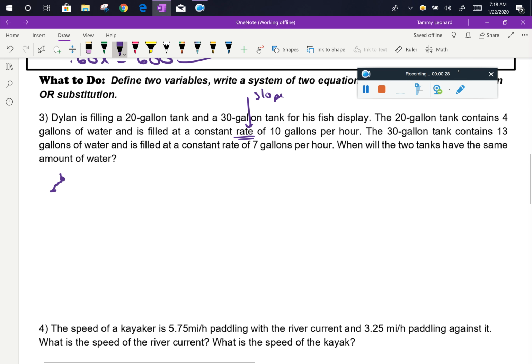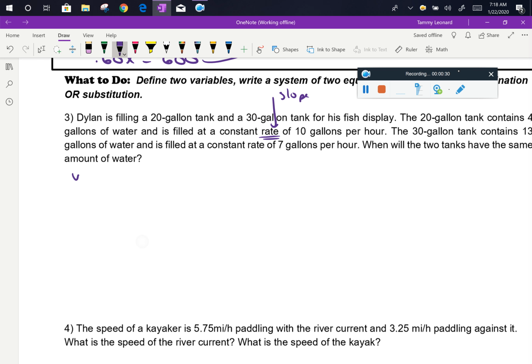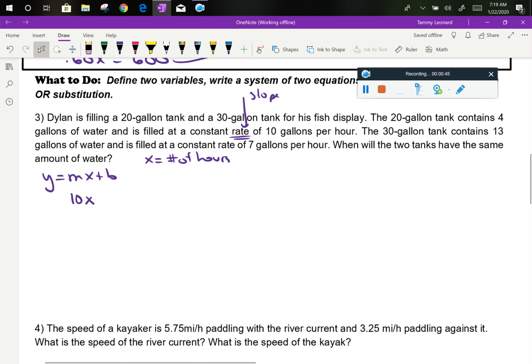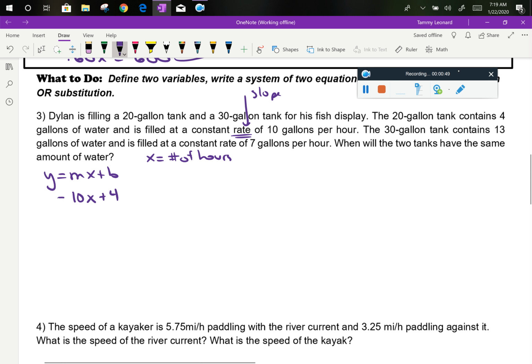So if I'm thinking y equals mx plus b, and I'm thinking of filling at 10 gallons per hour, that would suggest that x is the number of hours. Now, the 20-gallon tank already contains 4 gallons of water, so that's the starting value. And that would leave me with y representing the total number of gallons in the tank.